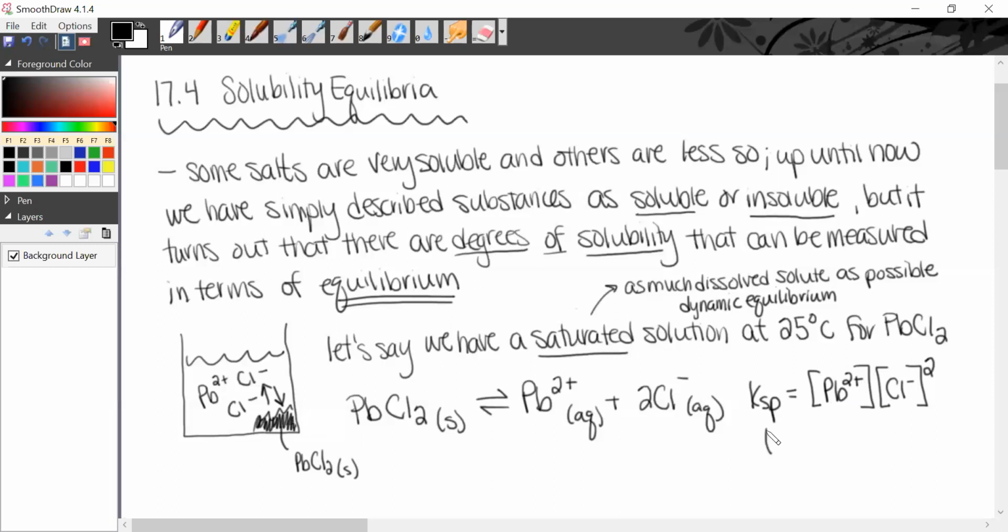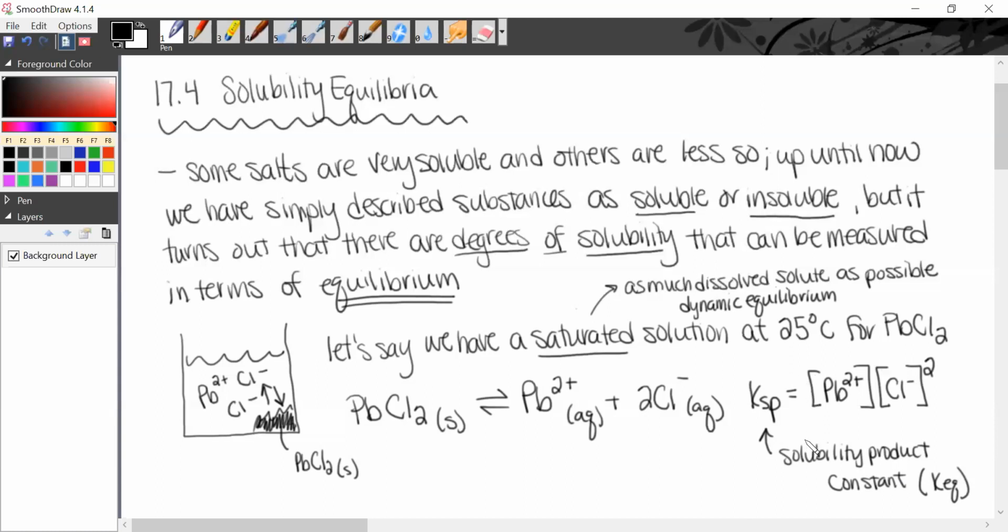So this right here, you guys, is called my solubility product constant, Ksp. It's just another version of Keq. It's a Keq for a salt.